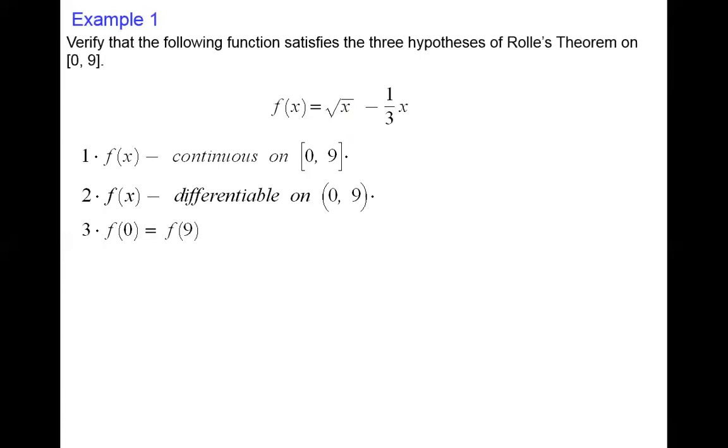Okay, and now f of 0 should equal f of 9. Let's actually check. If I substitute 0, of course it's 0. But if I substitute 9, the square root of 9 is 3, and 1/3 times 9 is also 3, so 0. Okay, that means this is fine. That means I can say that definitely between 0 and 9, we're going to have a number where the derivative is 0.